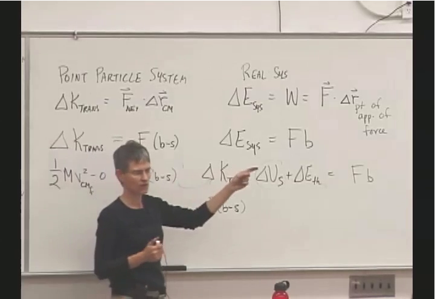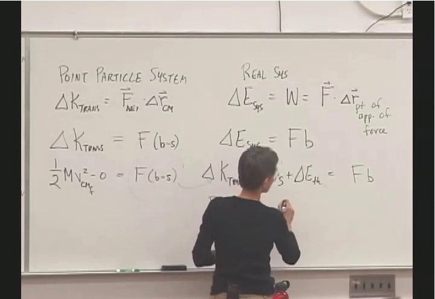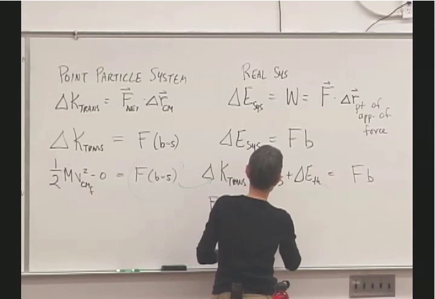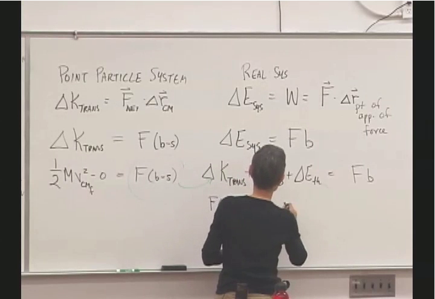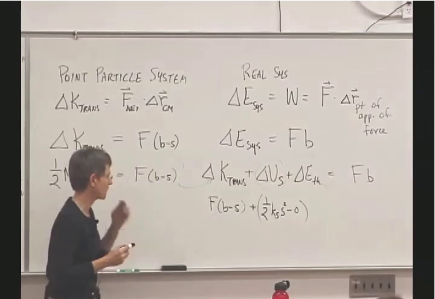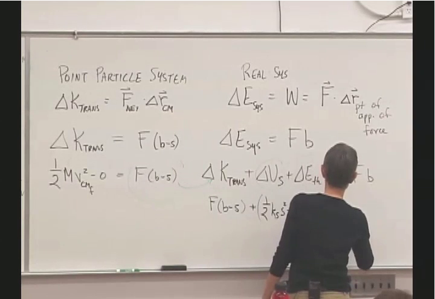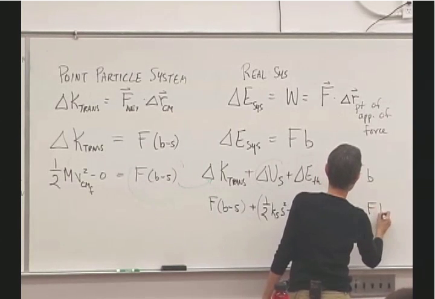We know the stretch, don't we? So we know the stretch. So that's a half k sub s squared minus 0, because it wasn't stretched at first. So we know that. Plus delta E thermal is F times B.